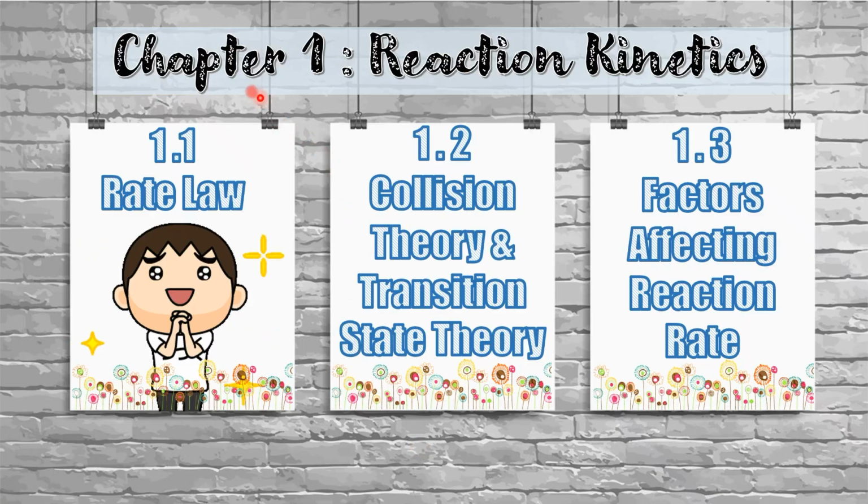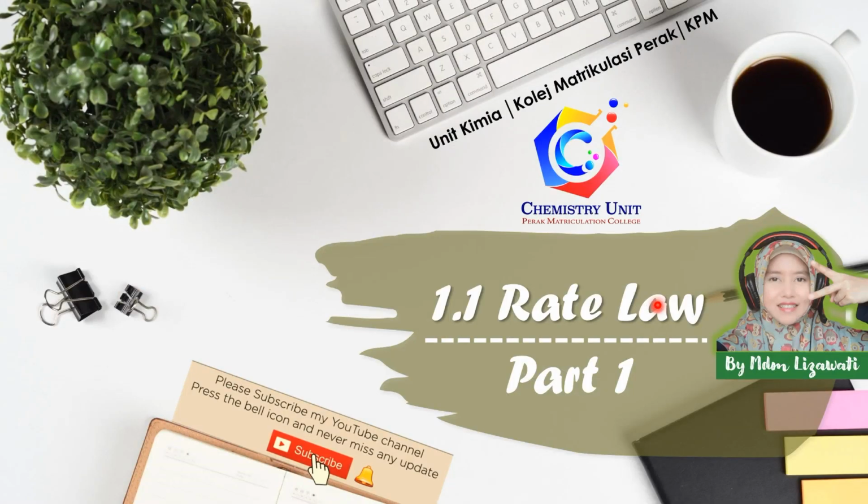Right, so for the first topic, that is chapter 1, reaction kinetics, consists of 3 subtopics: 1.1 rate law, 1.2 collision theory and transition state theory, 1.3 factors affecting reaction rate. For the first week, week 1, you are going to learn about 1.1, that is rate law.